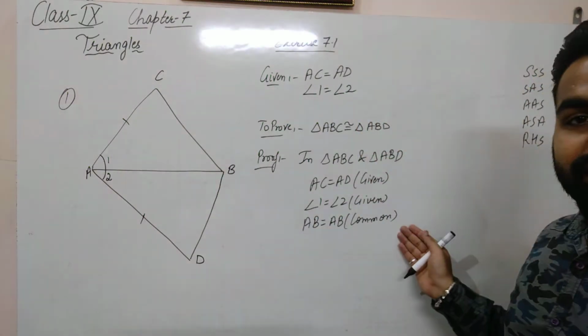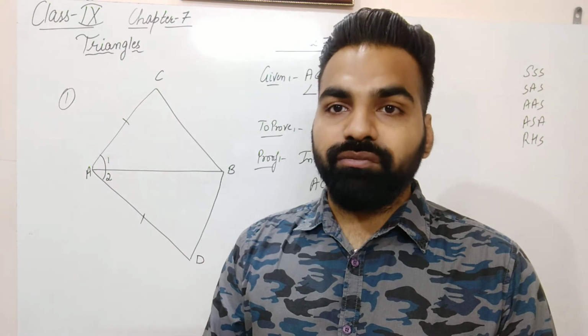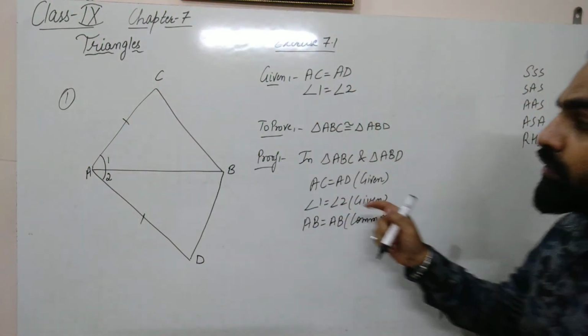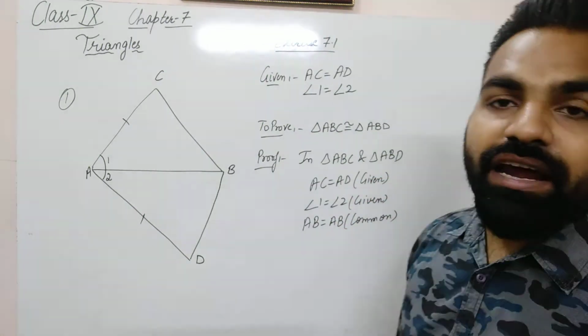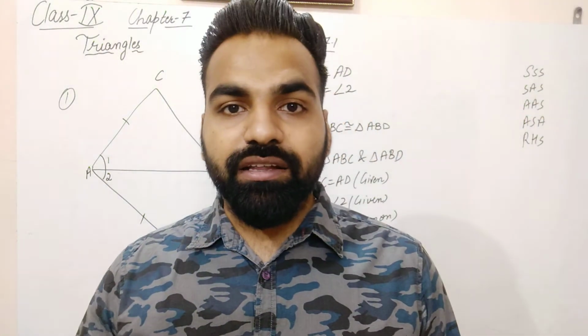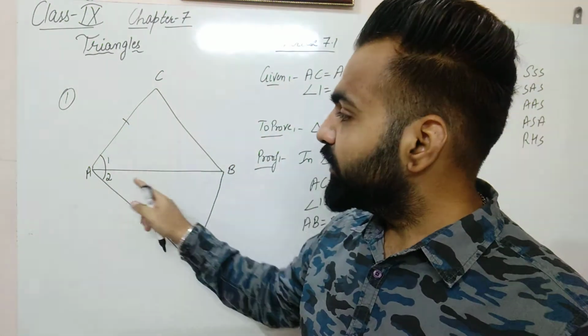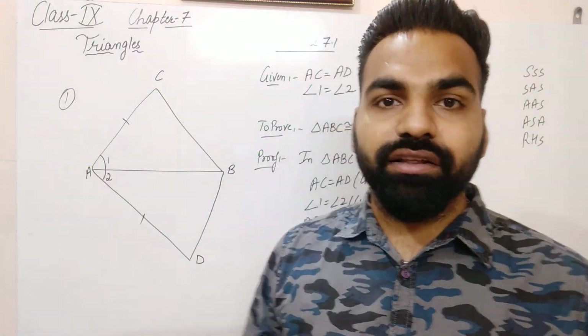So 3 parts are equal. Now we can see that triangles will be congruent. But first of all, we have to look which rule is satisfied here. So 2 sides are there and 1 angle is there. So we have to see whether the angle is the included angle or not. So this is the side, this is the side. So this is the angle between these 2 sides. So angle 1 is the included angle.